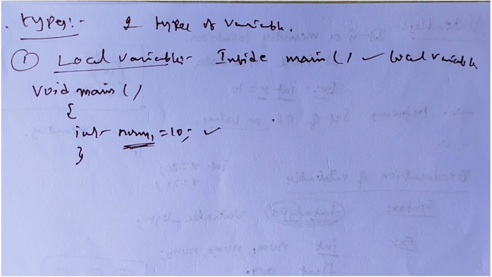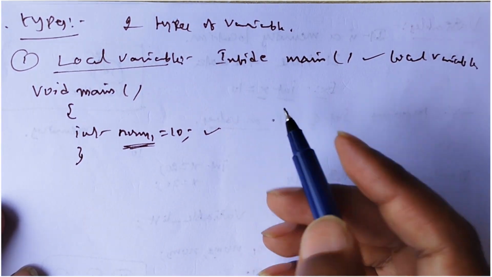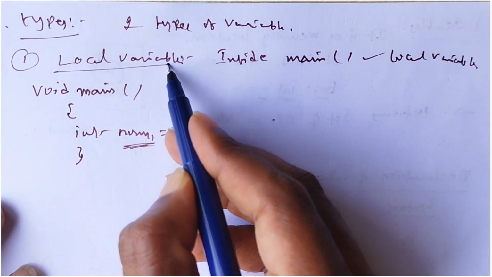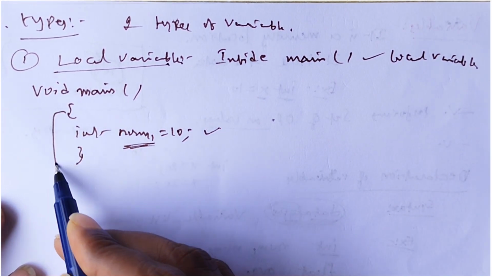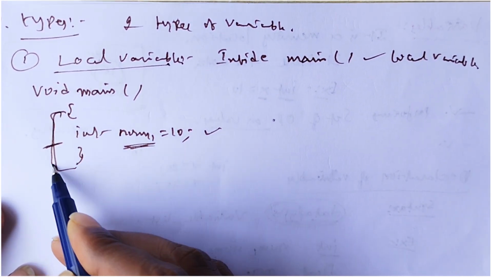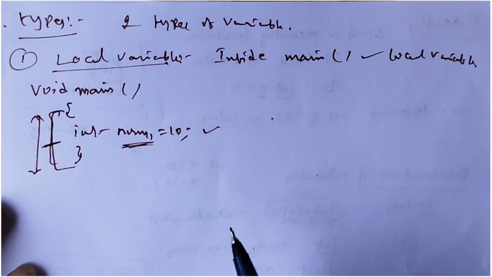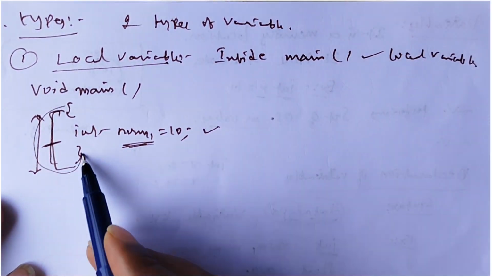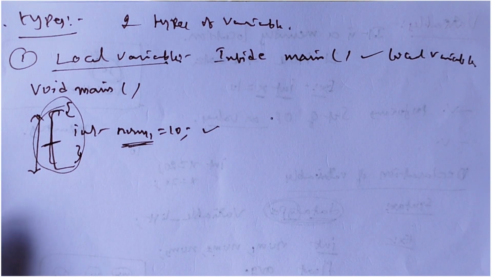Okay, local variables can be accessed only within the function where they are declared. I already told you the meaning of local variables. It is local, in this space or in this range only. It can be accessed up to this range only. This type of variable is called a local variable.